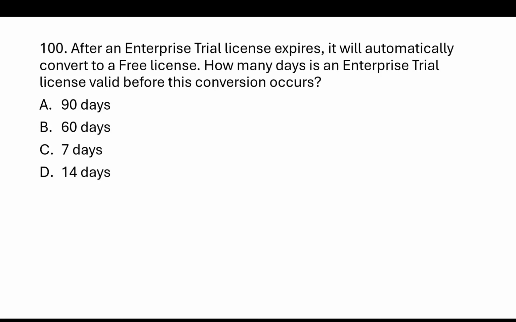So the last question for this video. Question number 100, after an enterprise trial license expires, it will automatically convert to a free license. How many days is an enterprise trial license valid before this conversion occurs? Option A, 90 days; option B, 60 days; option C, 7 days; option D, 14 days, and the answer is option B, 60 days.